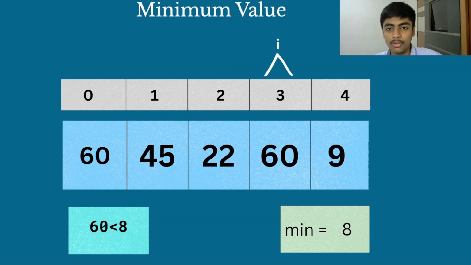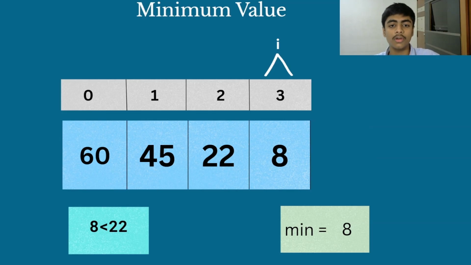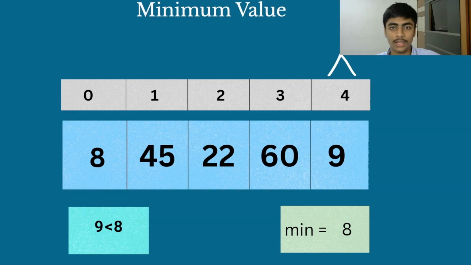Next, I will increment to 3, and now b of 3 is 60, so we're checking if 60 is lesser than 8. This is false, so our 8 will still be the minimum value. Our 8 is the lowest value for the first 4 elements. Now the last element is also not lesser than 8, so we'll find that our 8 is the lowest value in our array. Now we'll see how this works in a real program.